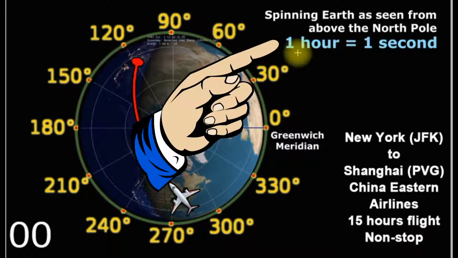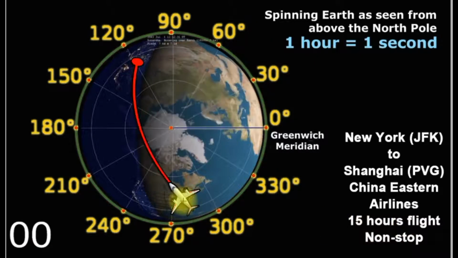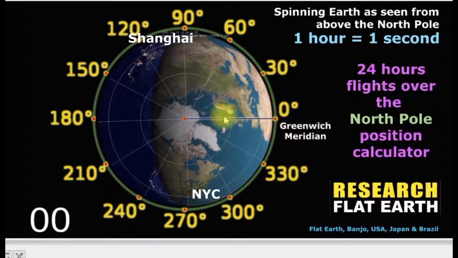Remember, each hour equals 1 second. We're going to run the timer for 15 seconds, which will equal 15 hours. Pay attention to where the plane is and where Shanghai, China is. And remember, I'm going to start the timer the moment the plane takes off. Let's see what's going to happen. Here you go, exactly here, the polar region. New York right here. Remember, the plane is right here.